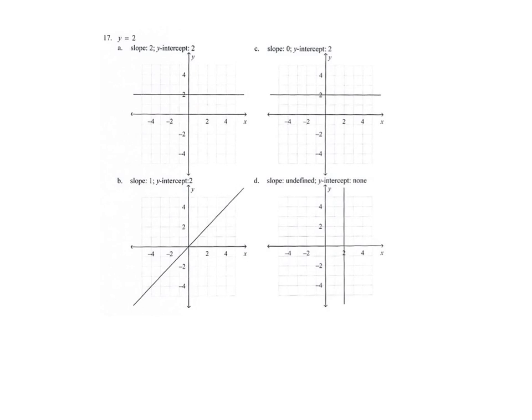Okay, last round. We have y equals 2. Remember the form is y equals mx plus b. So we can rewrite that so that we have y equals 0x plus 2.